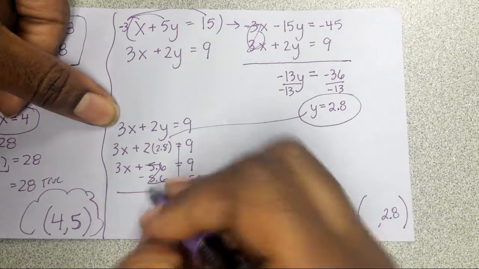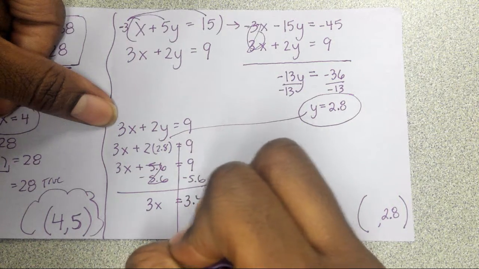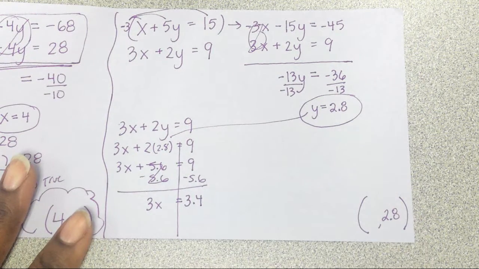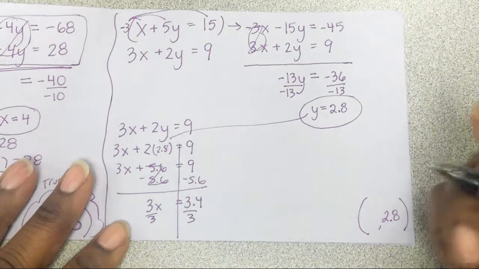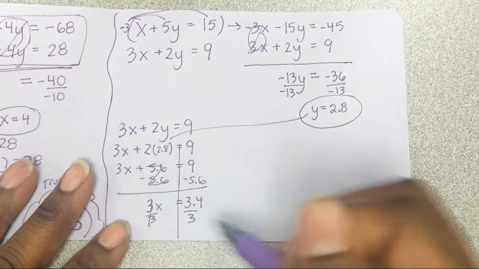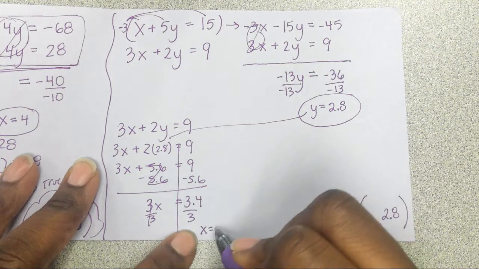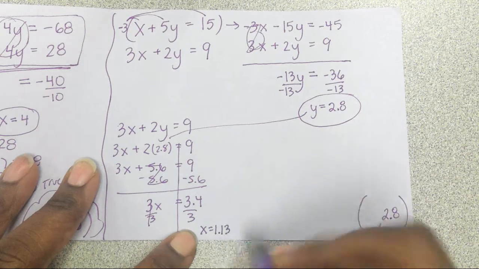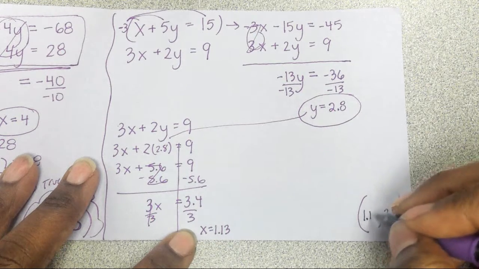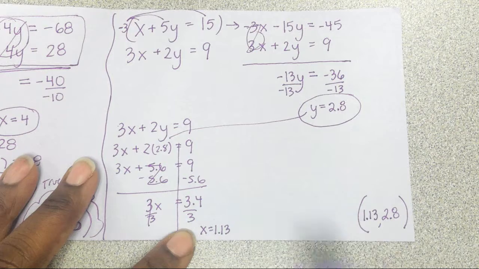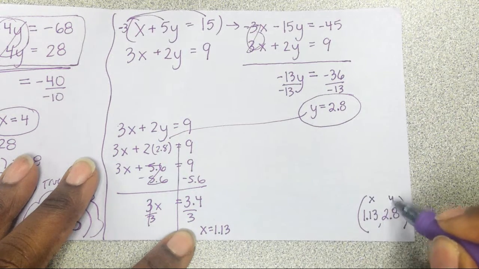That's why you have a calculator, hopefully. So bring down 3x equals 3.4. Then divide by what's with my x here. Divide by 3, divide by 3. x equals 1.13. This is my x, this is my y. Make sure you put it in the appropriate spots. That's x, that's y.